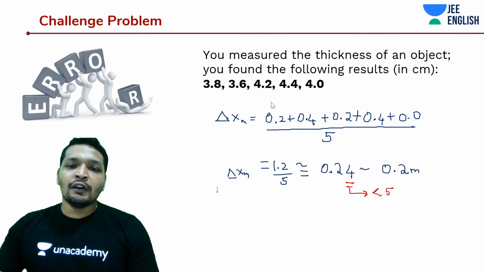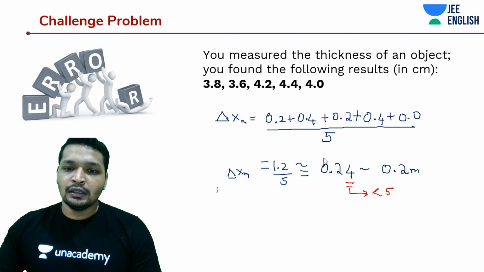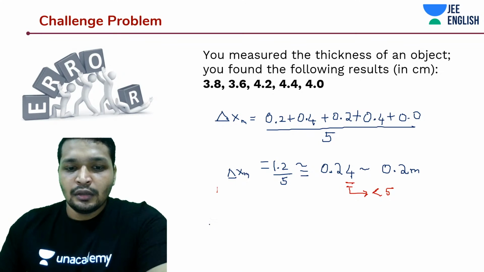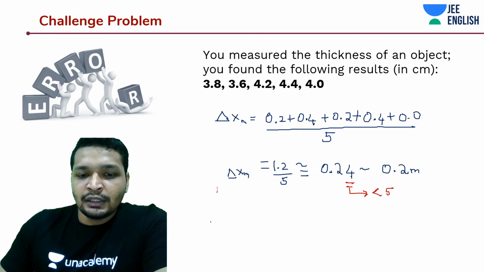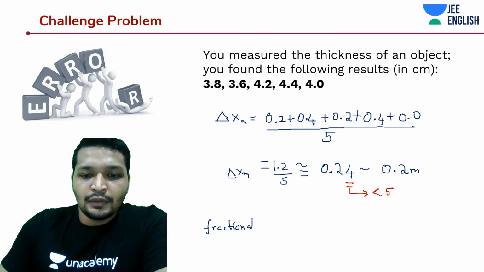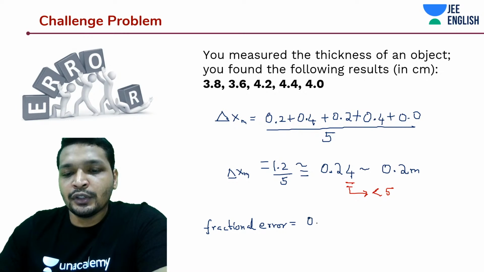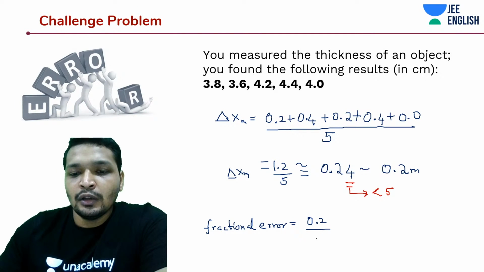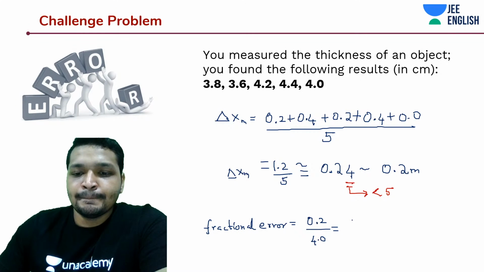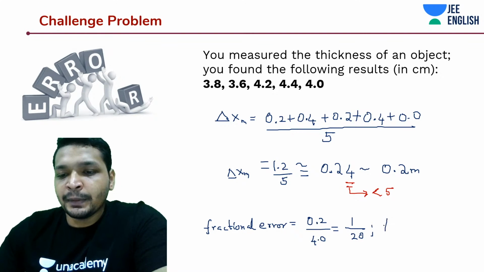So what is your fractional error? I'm just calculating the fractional error, and I know what to do when I have percentage error. Fractional error is nothing but 0.2 divided by 4.0. That's going to be 1 by 20. And what would be my percentage error?